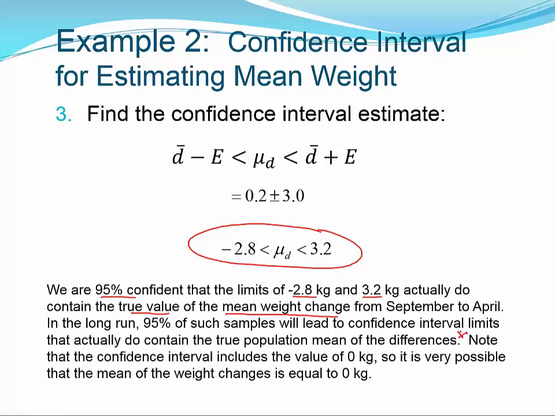Now this last sentence is extremely important. If your interval goes from a negative to a positive, then it is including 0, and that's very important. If the confidence interval includes 0 kilograms, then it's very possible that there is no change in weight.